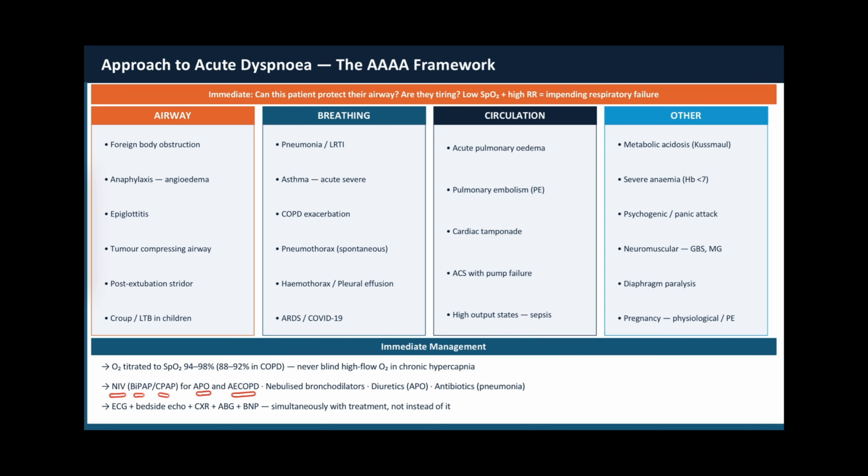If it is an acute exacerbation of COPD, you can try giving nebulized bronchodilators, diuretics in case of acute pulmonary edema, and antibiotics in case of pneumonia. What helps in differentiating our diagnosis is the ECG, bedside echo, chest X-ray, ABG, and BNP. BNP is usually used for prognosis. It is not actually used for the diagnosis of the condition. And simultaneously with the treatment, you need to send or do these investigations, not stop the treatment.